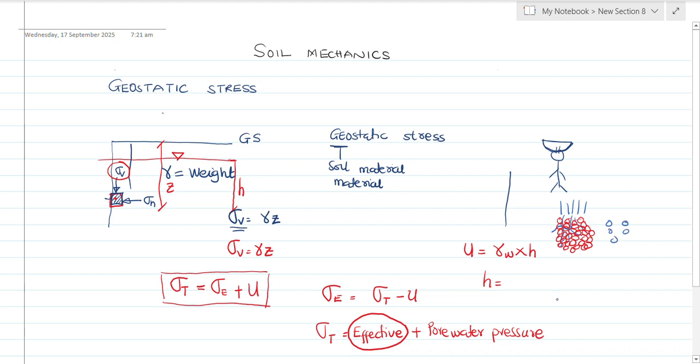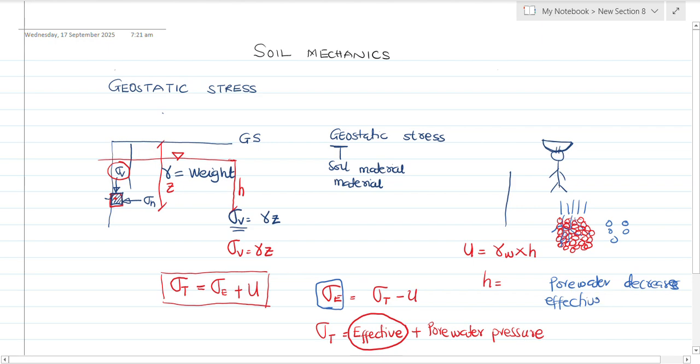So in that case, the effective geostatic stress is going to decrease. So pore water decreases effective stress. Now, if the effective stress is decreased, then the strength of the soil will also decrease.